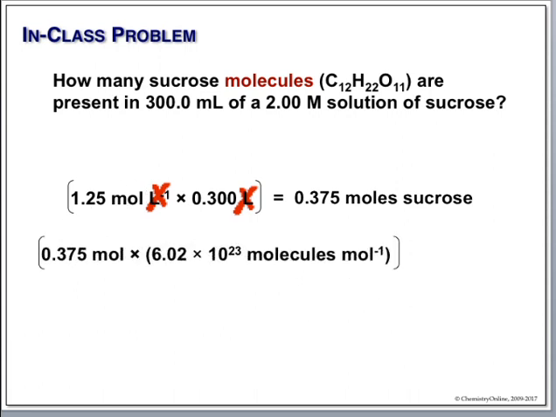Our moles will cancel, and we're just left with molecules. In our 300 mils, we have 2.26 times 10 to the 23rd sucrose molecules. Any questions? Kind of a cute way to look at this, I think.